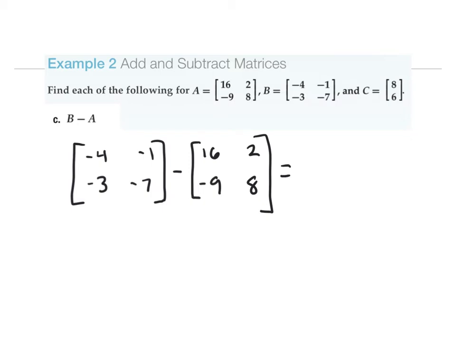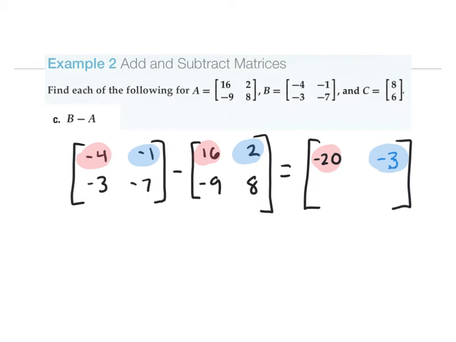So what do we subtract first? What's going to go in our upper left-hand corner? The negative 4 and the 16. Negative 4 minus 16 gives us negative 20. What would go in the upper right-hand corner? Negative 1 minus 2, which is negative 3.